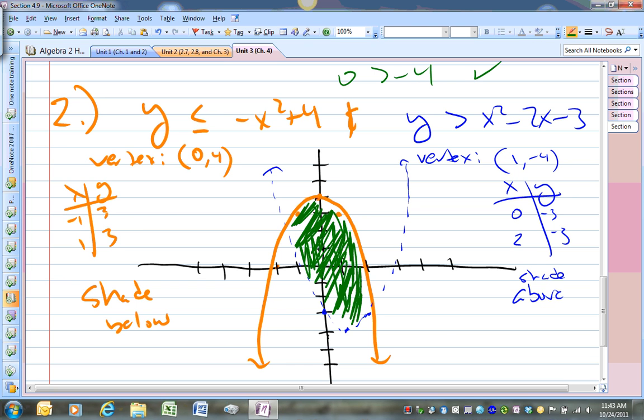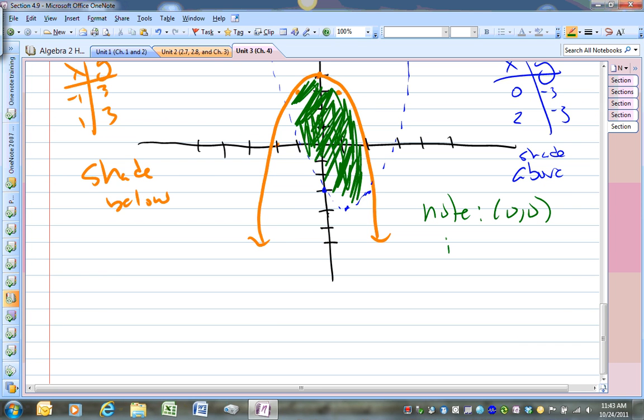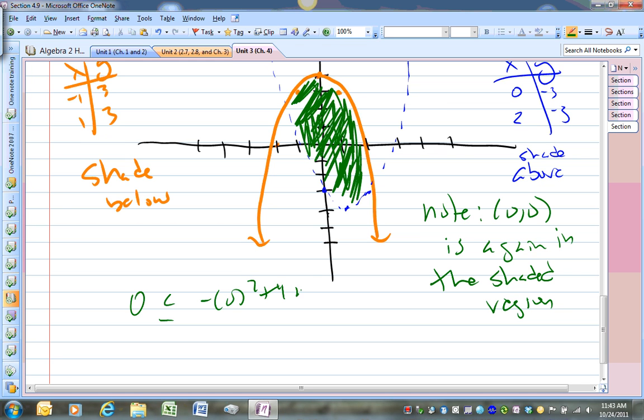So pretty simple, right? Also note that 0, 0 is again in the shaded region. If you plug in 0, 0 into each inequality, you'll see it works both times. 0 is less than or equal to negative 0 squared plus 4. And 0 is greater than 0 squared minus 2 times 0 minus 3. So it works for each case.